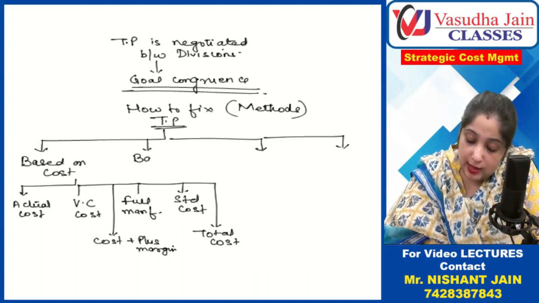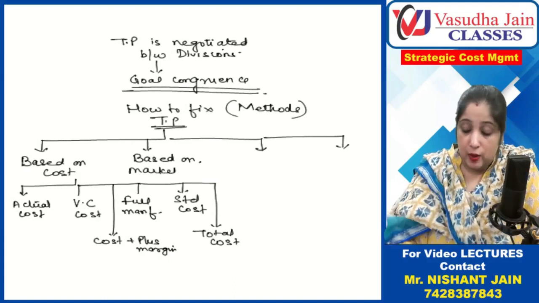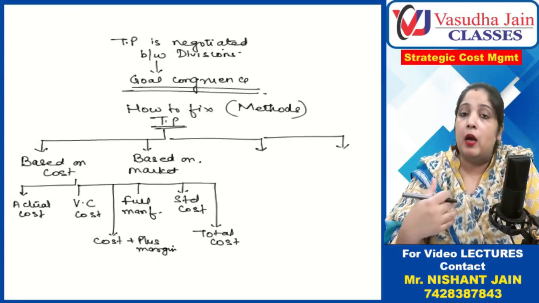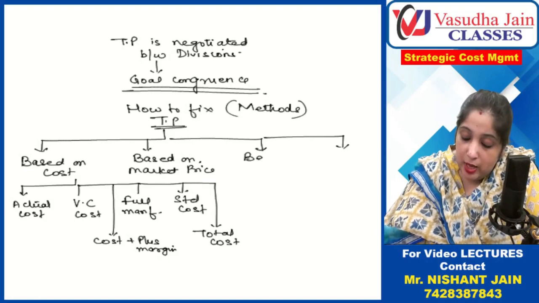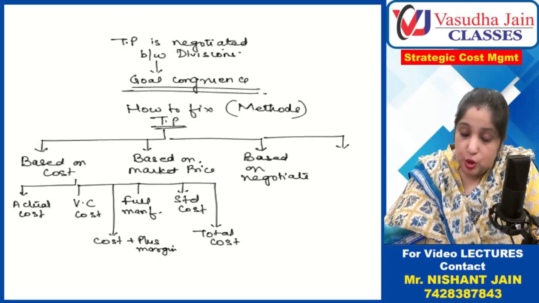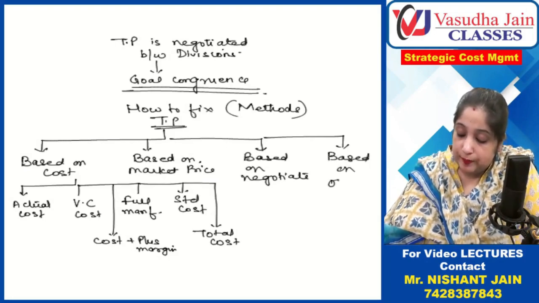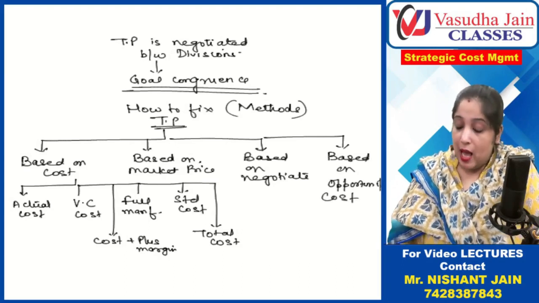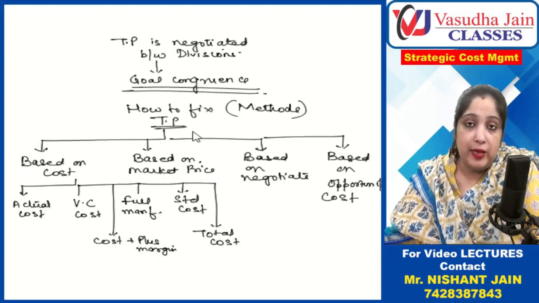Or it can be based on market price. Whatever the market price of the intermediary good is, the same can be kept as the transfer price. So market price. Or it can be based on negotiation. You can negotiate what the price should be. Or it can be based on opportunity cost. So these are basically the 4 ways in which you can decide how to fix transfer price.